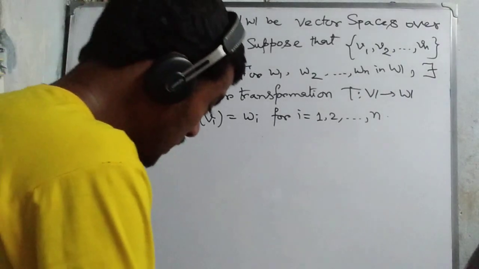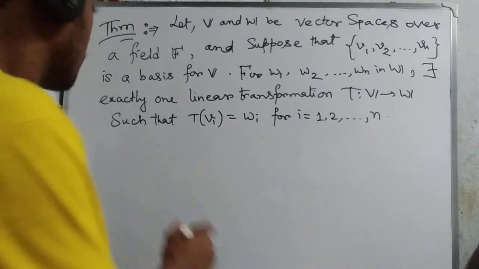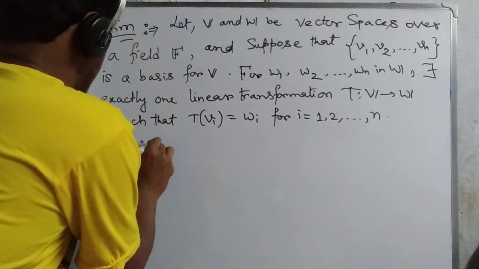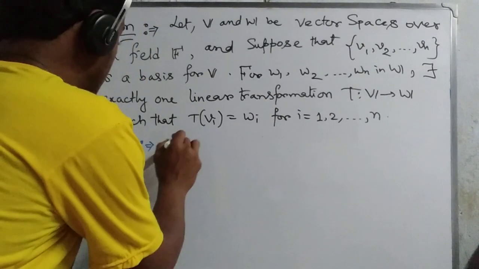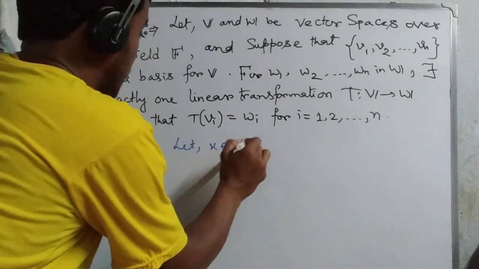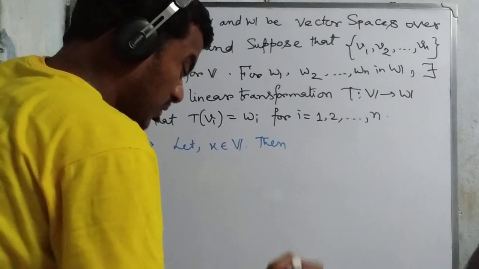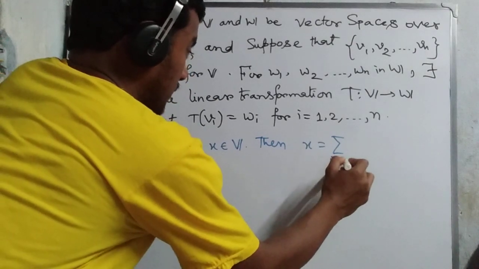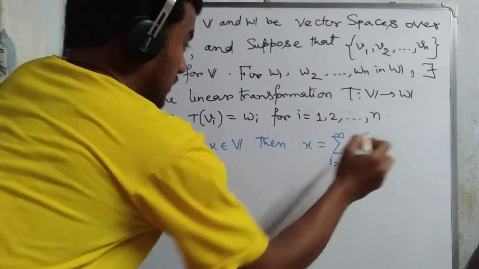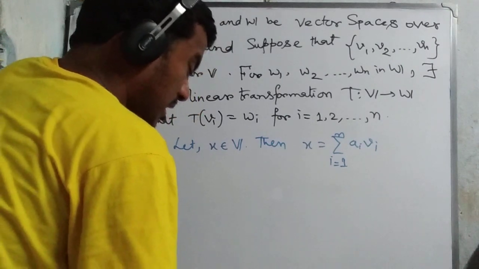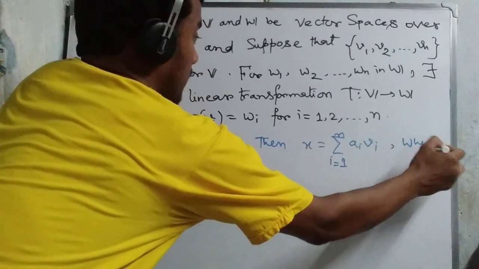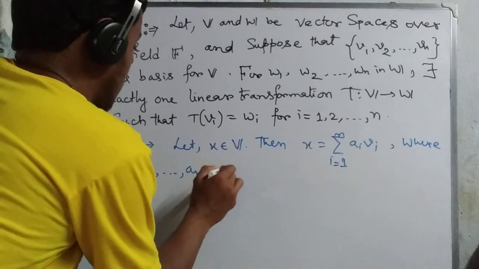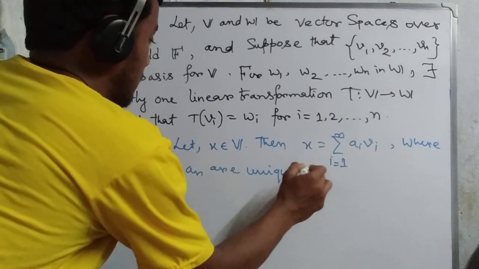Now we go to the proof of that. We write here proof and go to further discussion. Let x belong to V. Then x equals the summation for i equal to 1 to n of ai vi, where a1, a2, ..., an are unique scalars.